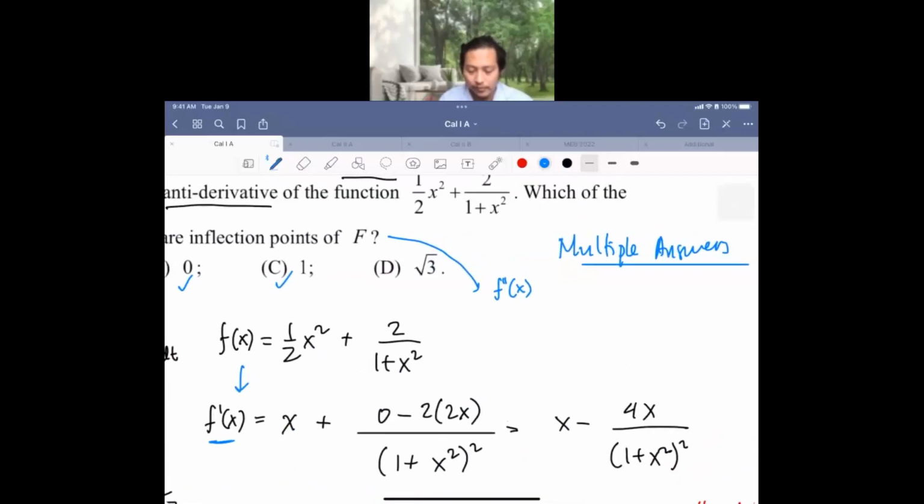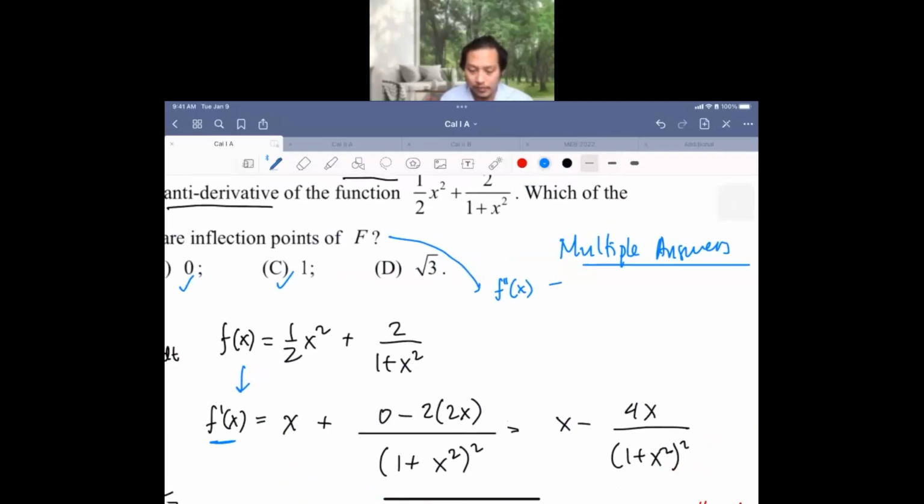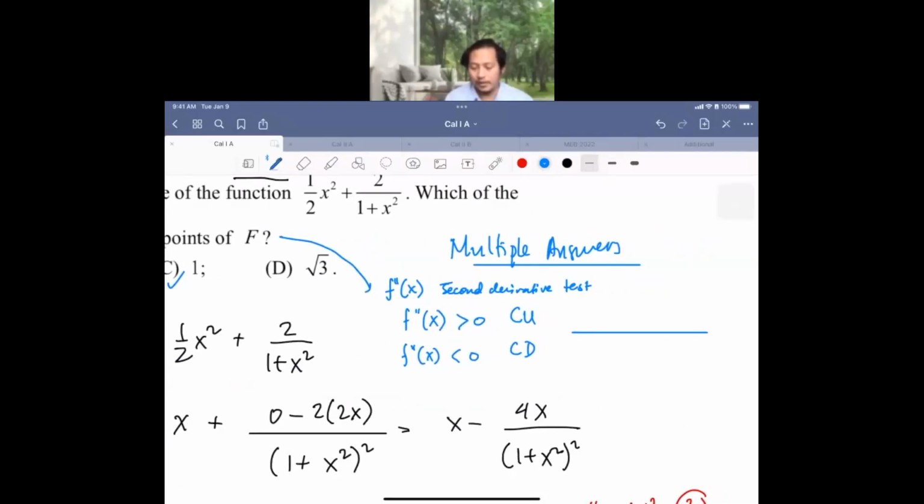We are going to test. So, second derivative test. If this is greater than 0, it is concave upwards; if this is less than 0, it is concave downwards. And when you have a point that is changing from concave upwards to downwards or downwards to upwards, this point is called the inflection point.